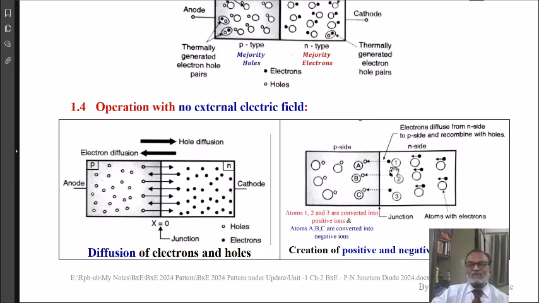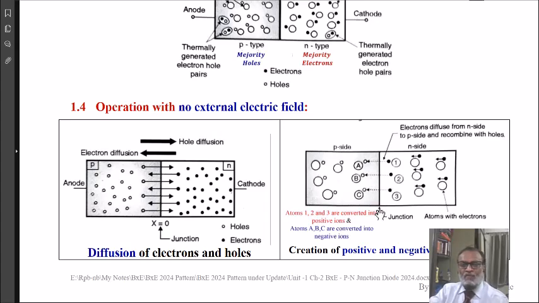So therefore, we will see here in the second figure, on the P side, A, B, C are converted to negative ions, and on the N side, since one electron is lost, 1, 2, 3 atoms are getting converted to positive ions. So around the junction, there is a formation of positive immobile ions on the N side and negative immobile ions on the P side.